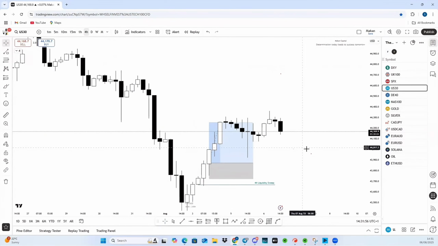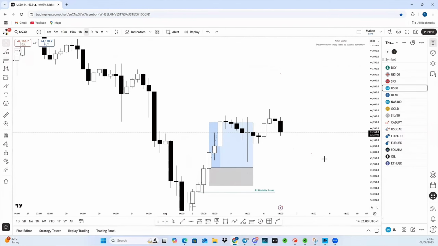That is just an explanation of the model and how I search for trades and how I look for it. And any questions? Thank you.